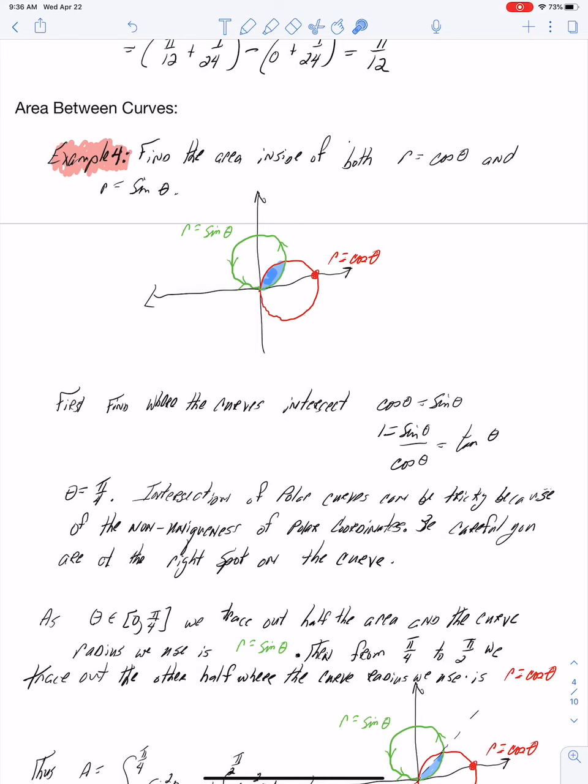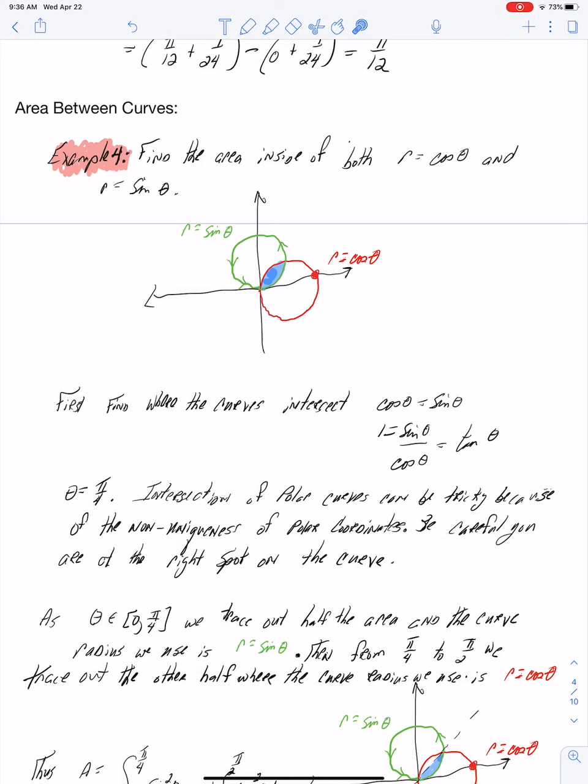example 4. Suppose I want the area inside of both r equals cosine theta and r equals sine theta. Well, r equals sine theta is graphed in green here because when theta is 0, I'm at 0. At pi halves, I'm up here. And at pi, I'm back at the bottom again.